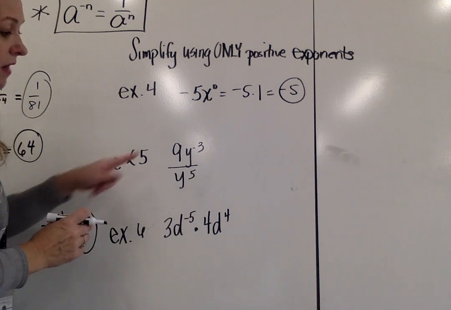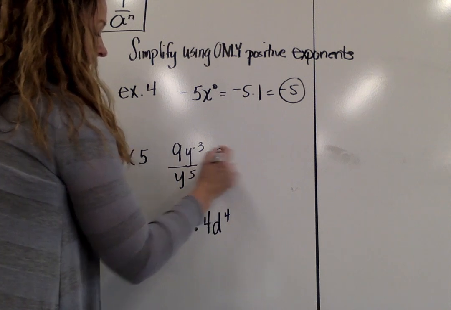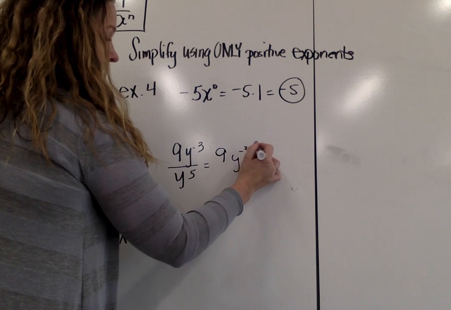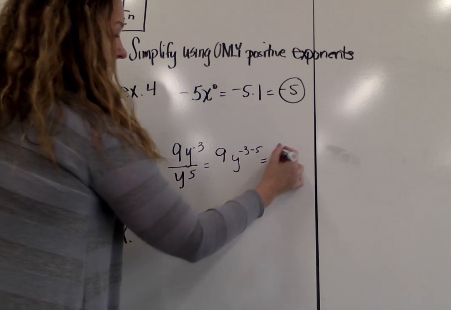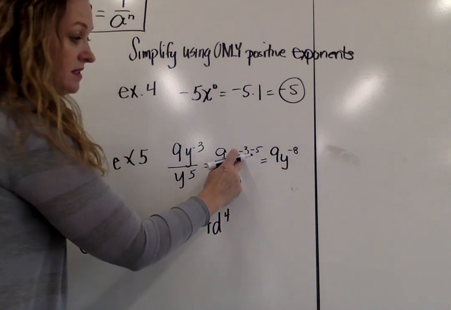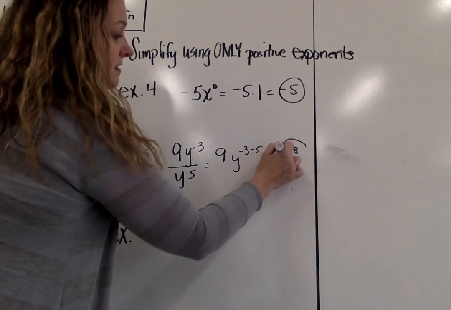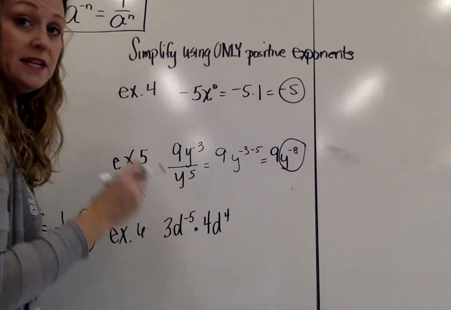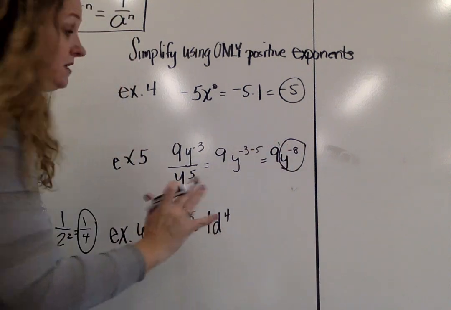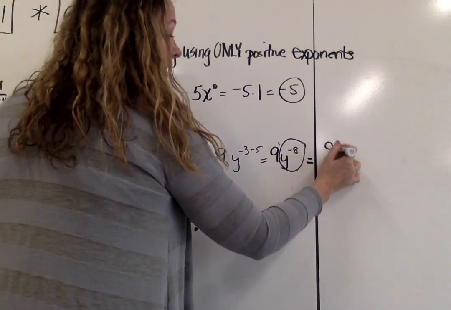In my second example, I'm going to use my quotient power property. I have a 9. My bases are y, so I have y to the negative 3 minus 5. That ends up being 9 times y to the negative 8, because negative 3 minus 5 is negative 8. Now, this is a negative exponent. I need it to be positive. 9 has a positive exponent of 1, so that doesn't need to move at all. My exponent for the y is negative, so that's what has to move.